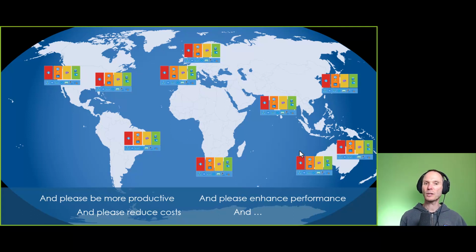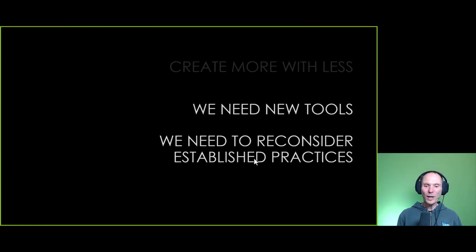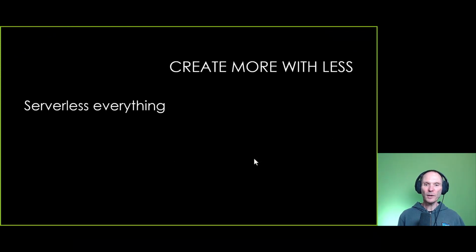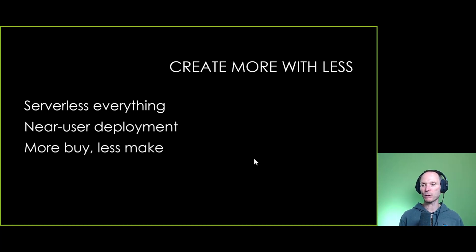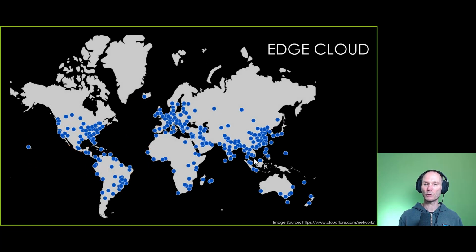And what I would like to talk today about is a simplified approach. I would like to talk about the cloud edge, about serverless applications on the cloud edge, and using Rust as a very good language choice for achieving exactly that. We need new tools, and we want to build more with less. That is my point. And here comes in serverless. What we essentially want to do is we want to build serverless everything. We want to do near user deployment. We want to buy more and build less ourselves, and we want to reduce complexity. And this is exactly what we are going to talk about.